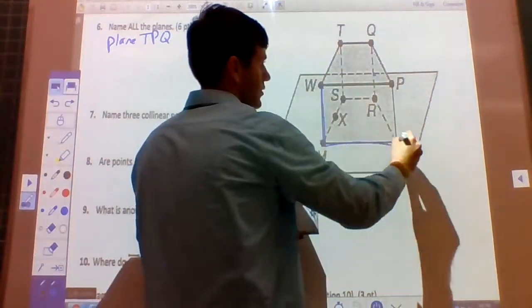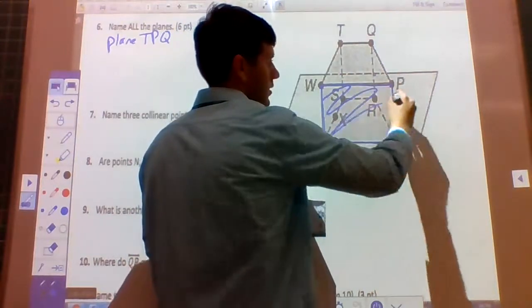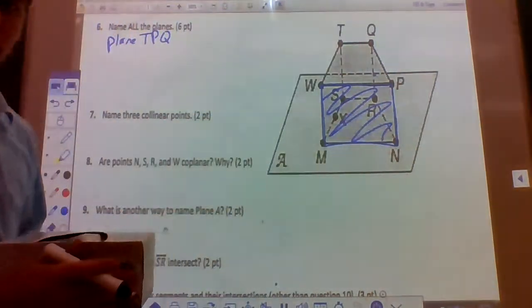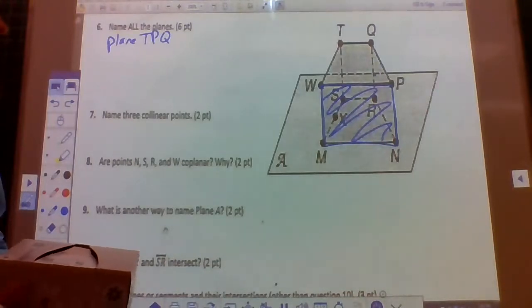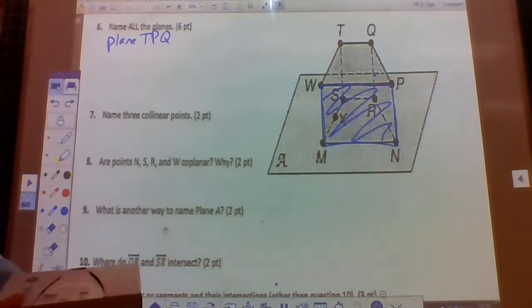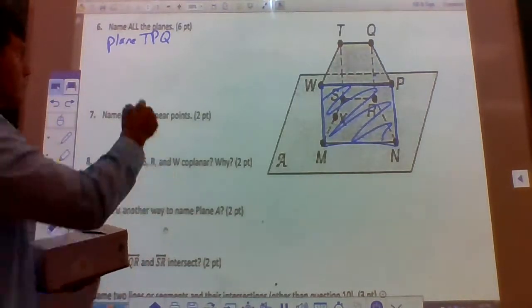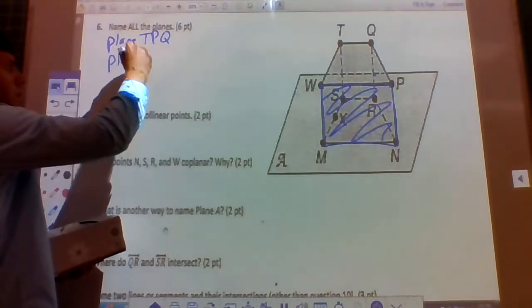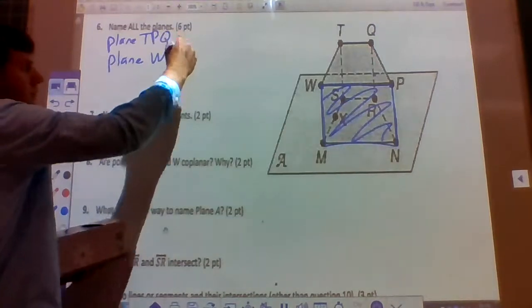Now how about the front? So here's the front of our cube. This is the front plane. To name the plane, we need 3 non-collinear points that are on the plane. So how about W, P, and N? So plane WPN.